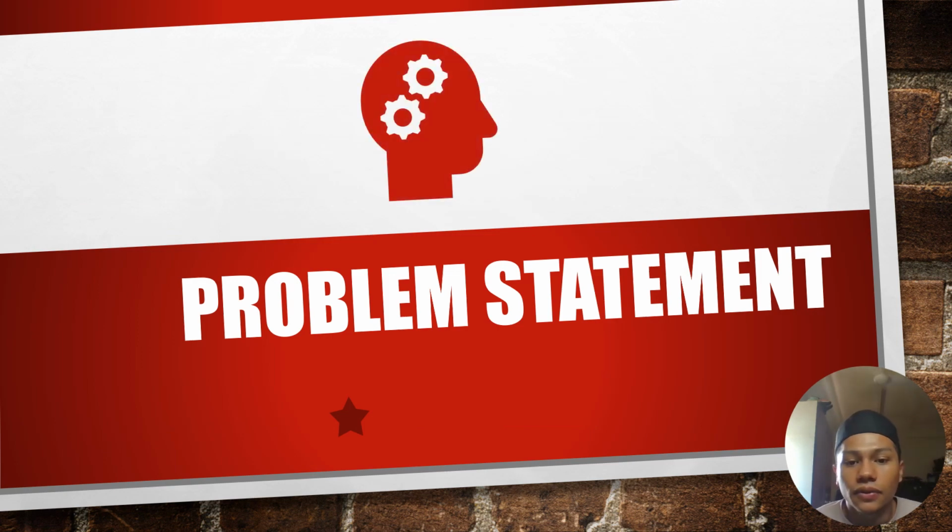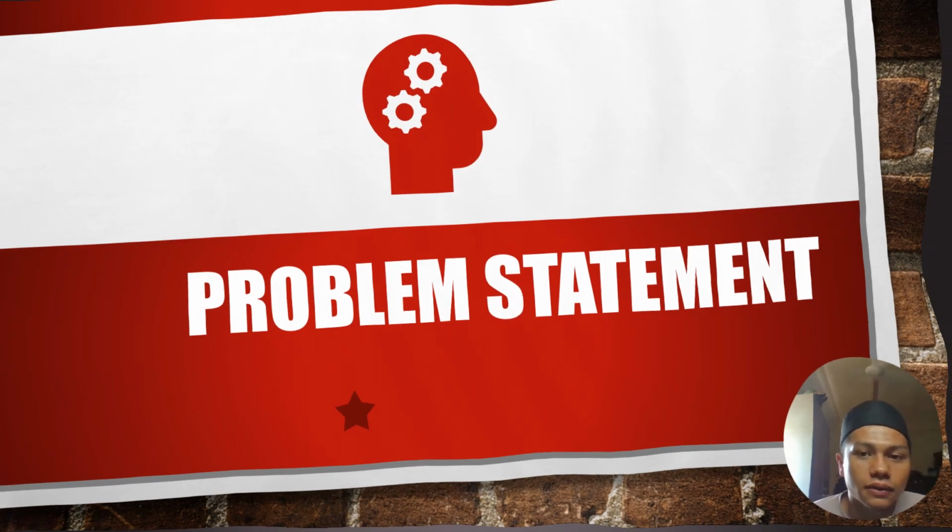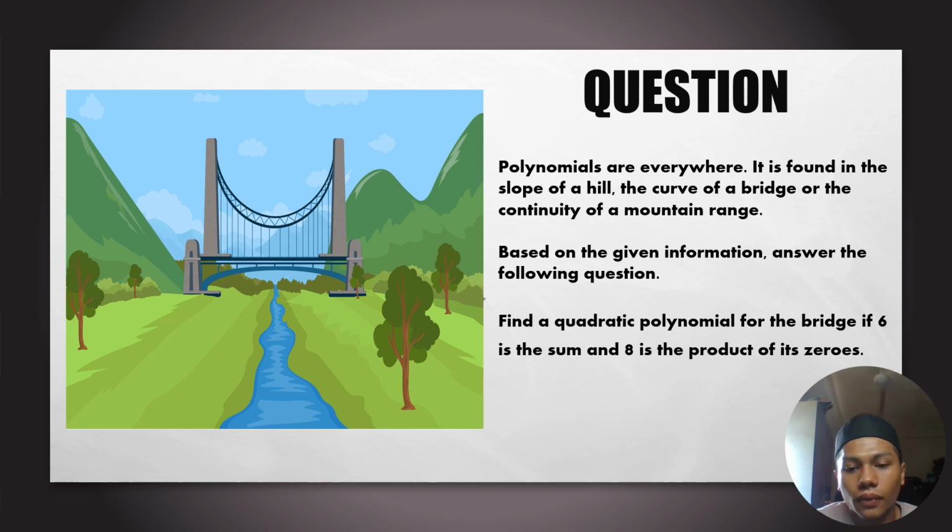Okay, let's move into the problem statement. The question is: polynomials are everywhere. They are found in the slope of a hill, the curve of a bridge, or the continuity of a mountain range. Based on the given information, answer the following question. Find the quadratic polynomial for the bridge if 6 is the sum and 8 is the product of its zeros.